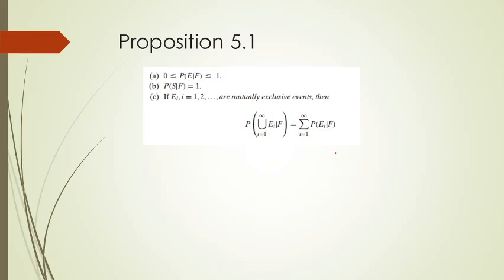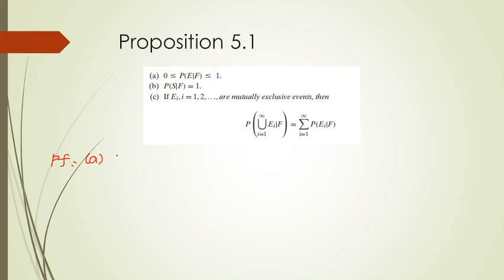So this is similar, right? We just work with the conditional probability. We use the conditional probability to follow the axioms of probabilities, right? Now let's simply prove those, okay?